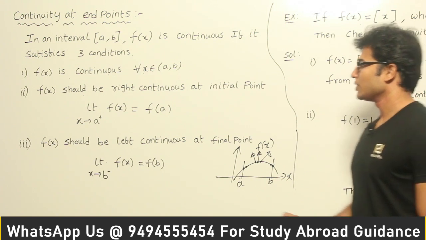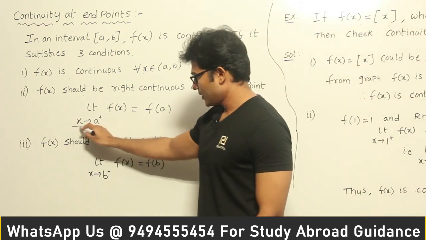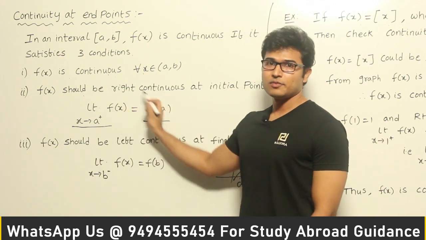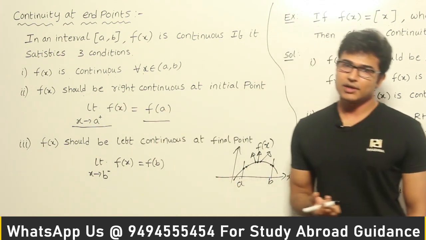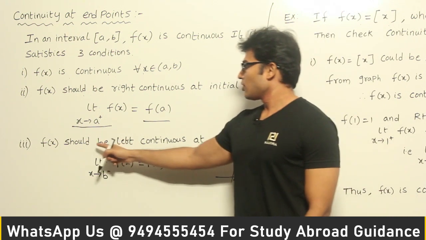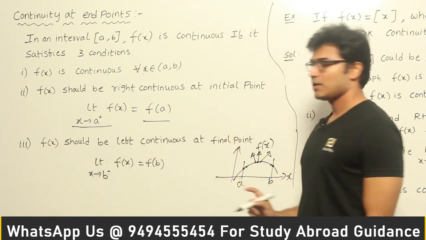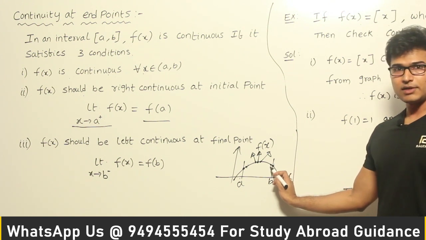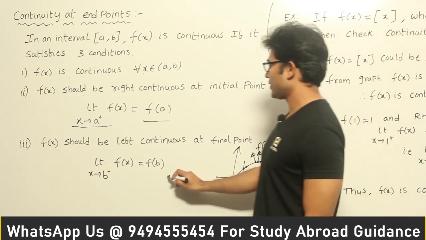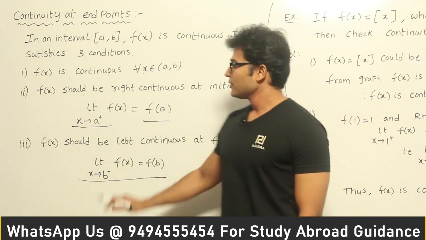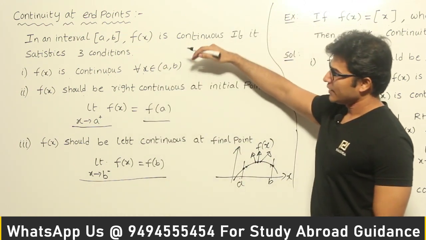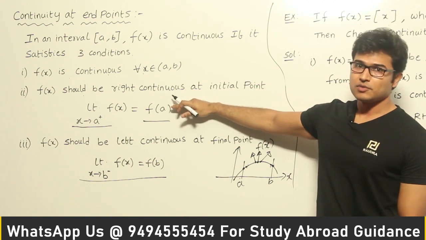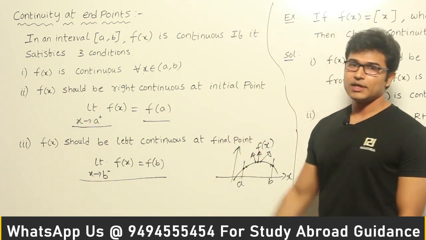So what is the meaning of it? We should find the right hand limit and we should find the value of the function. These two values should be equal, then we can say that it is right continuous. And f of x should be left continuous at the final point, which means at this point we have to find the left hand limit, and the left hand limit should be equal to the function value at that point. Got it? So we need to check these three. What are the three conditions? For all points it should be continuous, at the initial point it should be right continuous, and at the final point it should be left continuous.